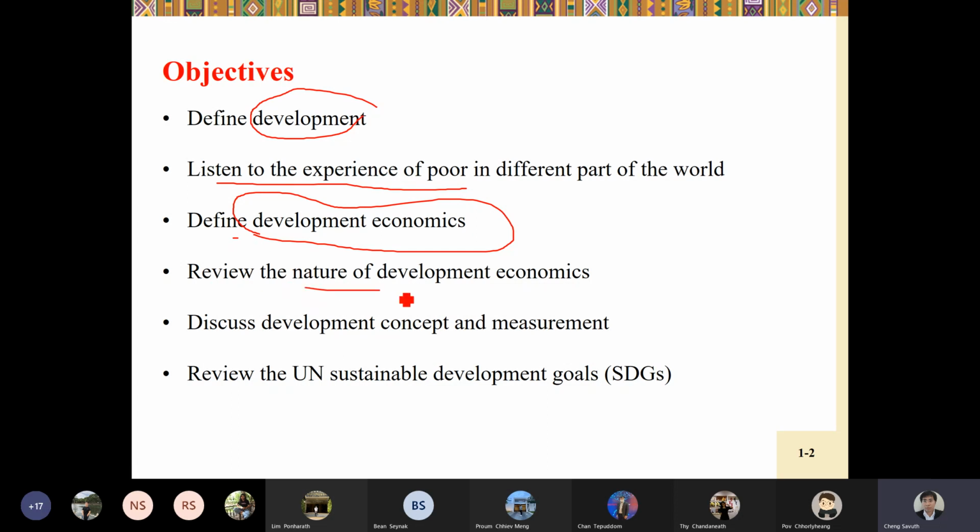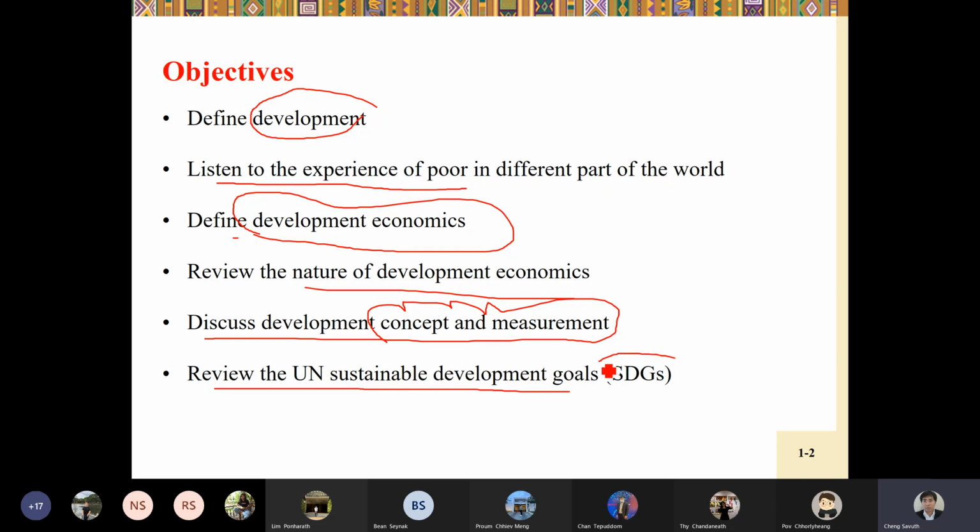We will review the nature of development economics, its characteristics that make it different from other traditional economics. Then we will continue to discuss the concept and the measurement, how we are going to measure development. Then we come to one of the very recent measurements of development, which is a consensus agreed by countries who are members of the UN, which we call the SDG, the Sustainable Development Goals.